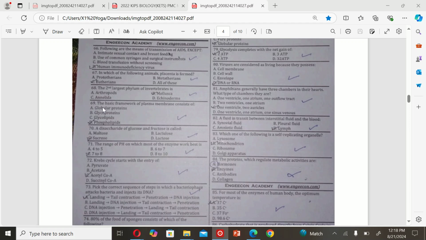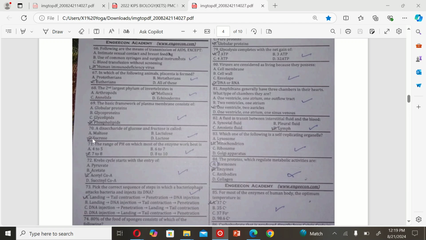Mollusca. The next MCQ is: the basic framework of the plasma membrane consists of A. Globular proteins, B. Glycoproteins, C. Glycolipids, and D. Phospholipids. So the correct option is D, phospholipids.